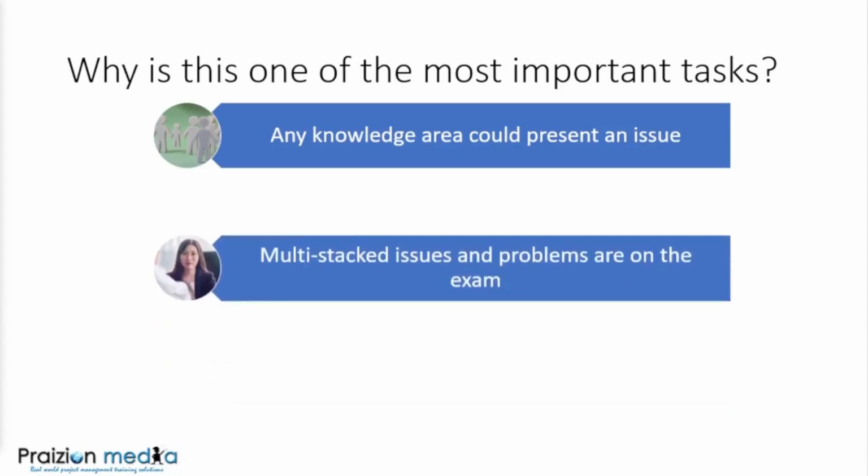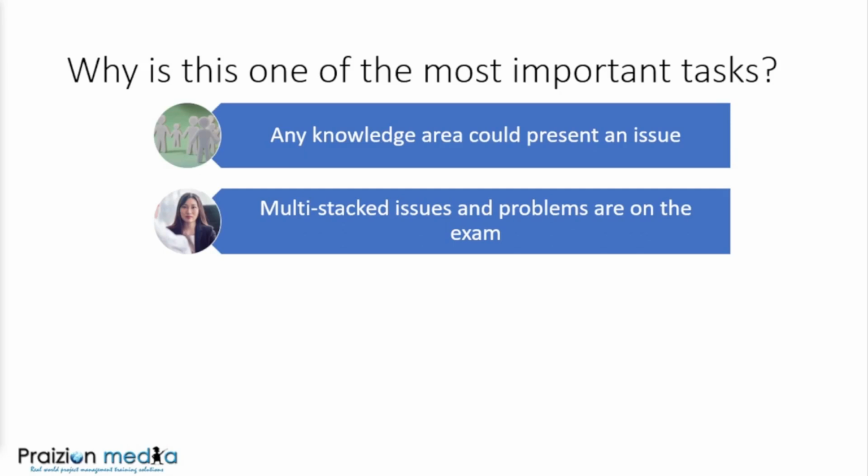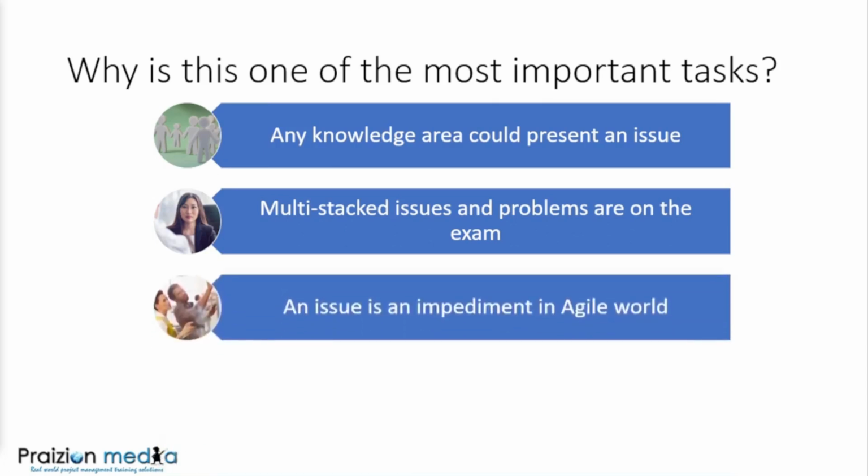Remember, it's all about issues. Multi-stacked issues and problems could appear on the exam. In other words, you could have a question that has issues from a number of knowledge areas. You could have an issue that is risk related, an issue that is scope and schedule related. In other words, an issue was the result of a risk that materialized from the scope, schedule, and cost areas, and it also has resources associated with it. You see how you can have multi-stacked issues, so there's a lot of stuff you need to know. An issue is also called an impediment in the Agile world.